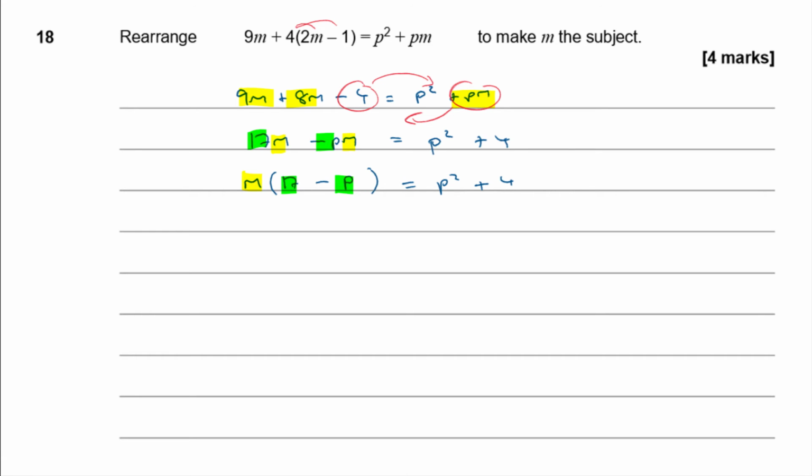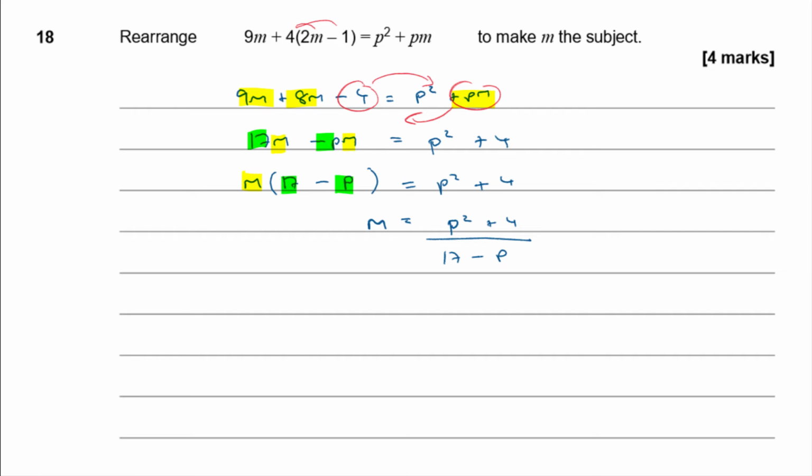And then all I have to do to get m the subject now is to divide through by that bracket, isn't it? So then m is going to be p squared plus 4 divided by 17 minus p on the bottom like that. And that's it. That is my m. So not a lot of work for 4 marks actually.